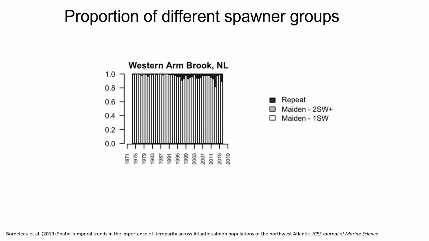So for example, here is one of the results: the proportion of different spawning groups does seem to change a little bit in time. This is data for the Western Arm Brook in Newfoundland. And as you can see, in the 70s, there seemed to be very few repeat spawners. And then as time has gone by, the proportion of repeat spawners for this particular population has apparently gone up. So these are the kinds of patterns that are interesting. What are the changes in this proportion of repeat spawners? Focus on the extent of the dark bars at the top of each plot.